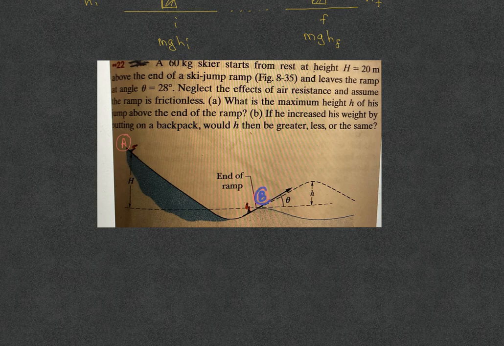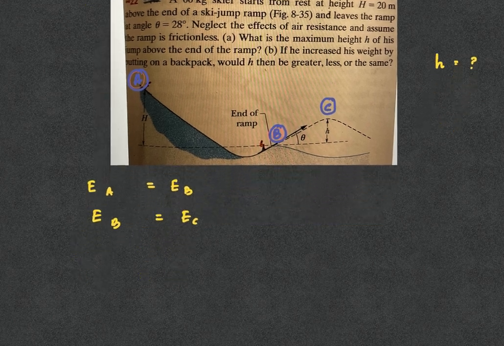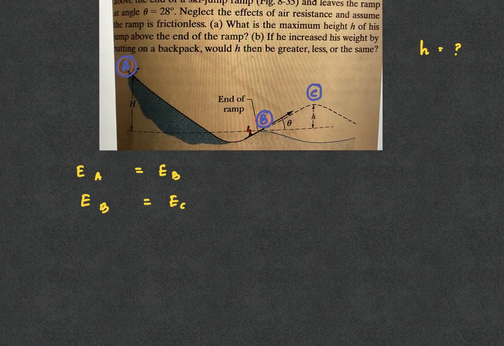This is B, this is A, and the last point over here is C. So the question eventually asks us to find the point H. This is what you are looking for. And then at point A, energy at point A equals energy at point B. Energy at point B equals energy at point C. So we can use the conservation of energy two times.